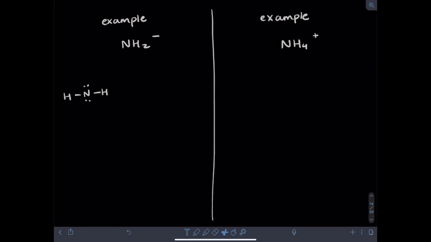For NH2-, to achieve a complete octet, the nitrogen will have 2 bonds to the hydrogens and 2 lone pairs. Notice that this immediately looks a little bit different from what we've seen before because the nitrogen doesn't have 3 bonds and a single lone pair. Now let's calculate the formal charge. The free atom of nitrogen will always have 5 valence electrons.